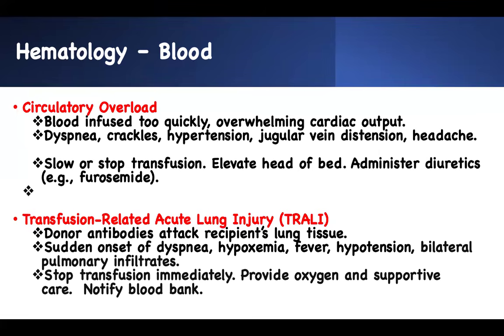It's different from transfusion-related acute lung injury, TRALI. That means the lung is being attacked by the blood product. There will be sudden dyspnea, fever, hypotension. You see, there are no signs of fluid overload. That's the difference between TRALI and circulatory overload. You stop the transfusion, provide oxygen, and notify the blood bank. It's because the blood product is destroying the lung tissue.